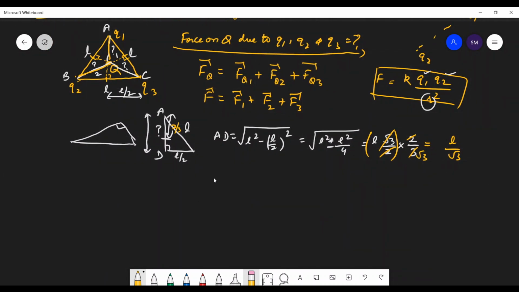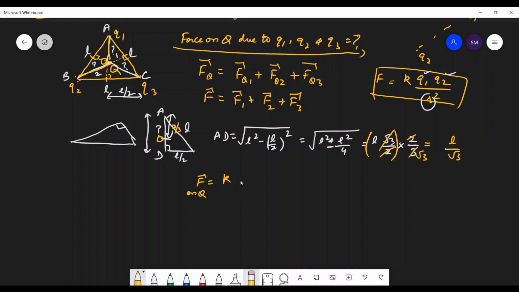So now what will be the net force? Net force on Q will be given by F1. So what is F1? K. So the force on Q due to, let this point here be O. Okay, so let this point here be O.